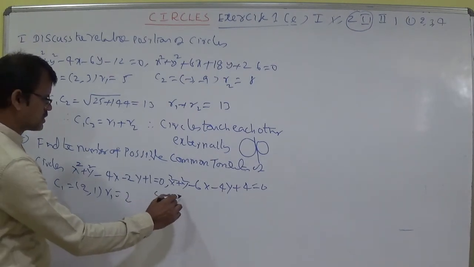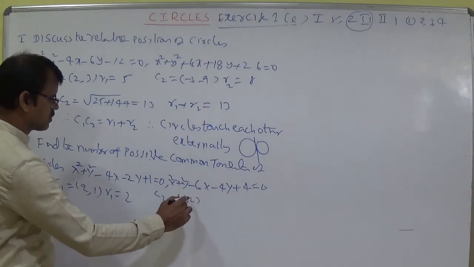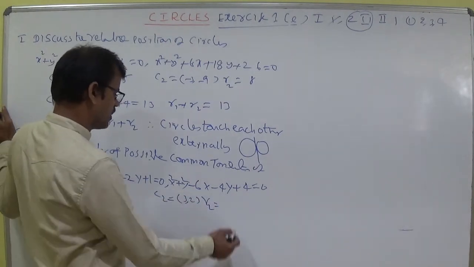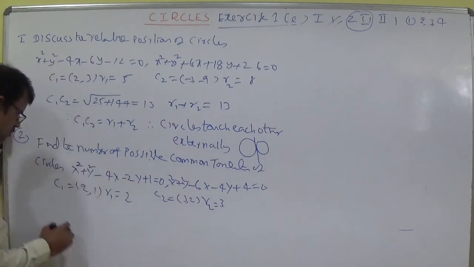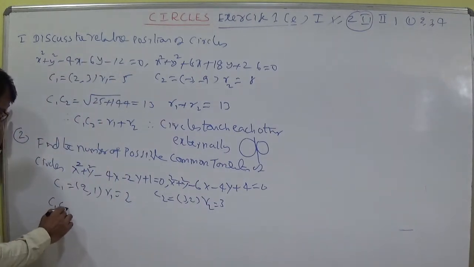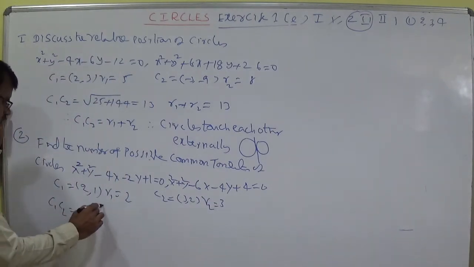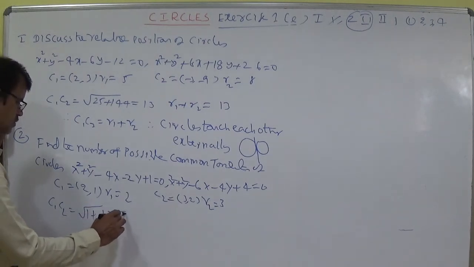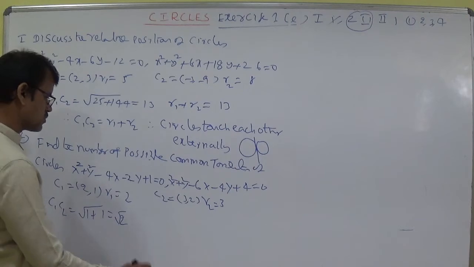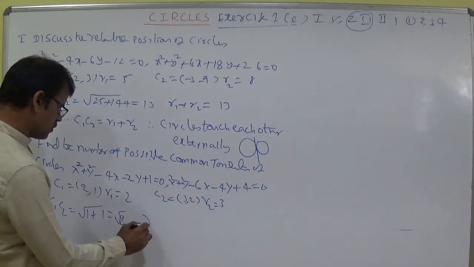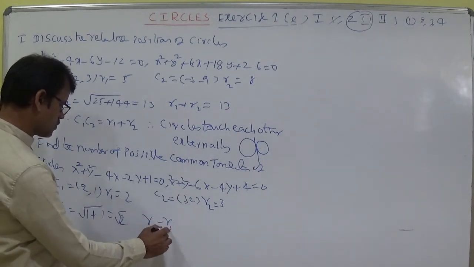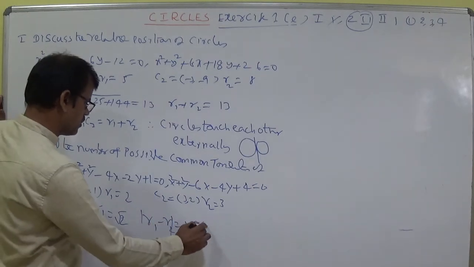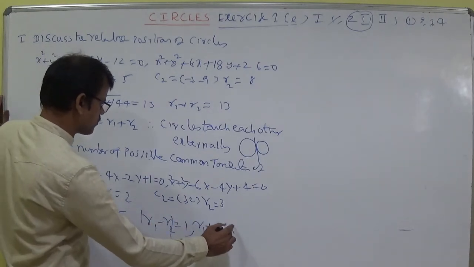Now you write here C2. C2 is equal to 3 comma 2 and R2 is equal to root of 9 plus 4 minus 4, so it is 3. Now you calculate C1 C2. C1 C2 is equal to root of (3 minus 2) whole square plus (2 minus 1) whole square, 1 plus 1, equal to root 2. Now R1 minus R2 modulus is equal to 1 and R1 plus R2 is equal to 5.